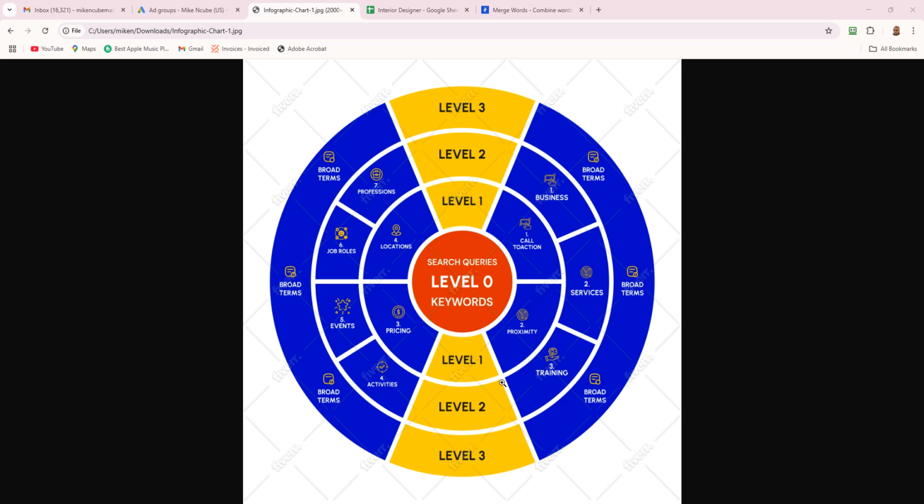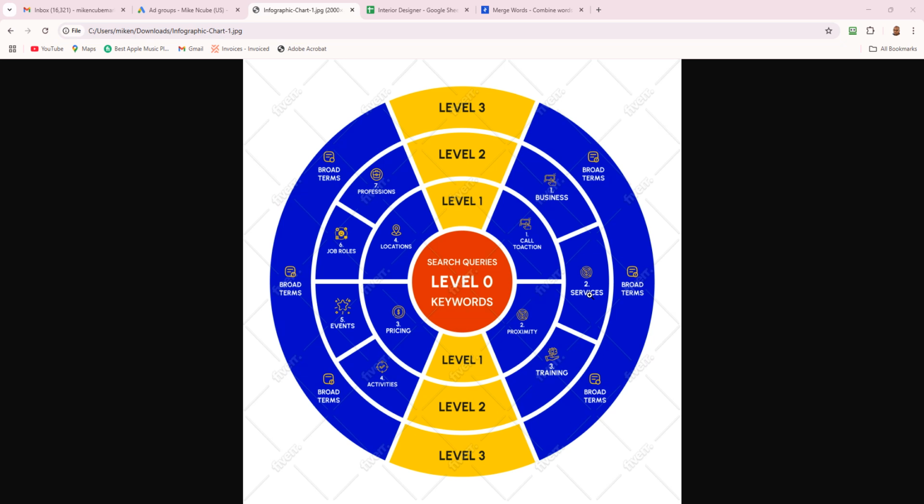Events, activities, training, these you probably leave them out. But if you're an interior design event company and you want to promote an event, yes, you will look for terms around that and you add them. And I show examples in the book that you can add.